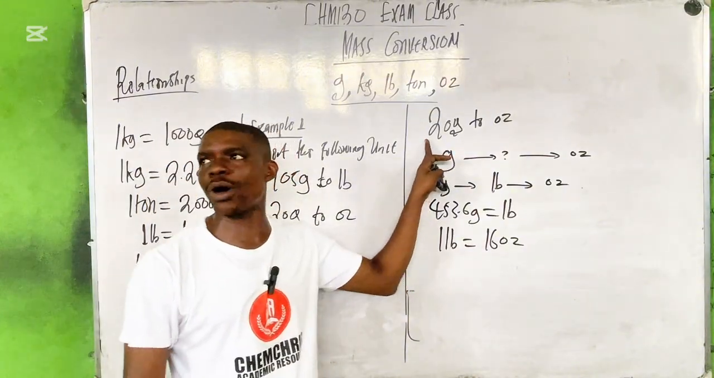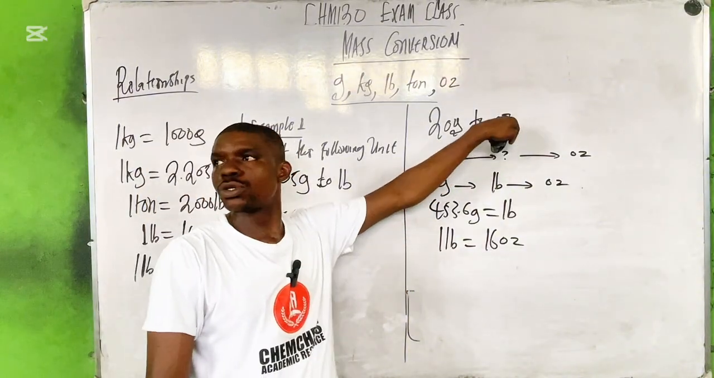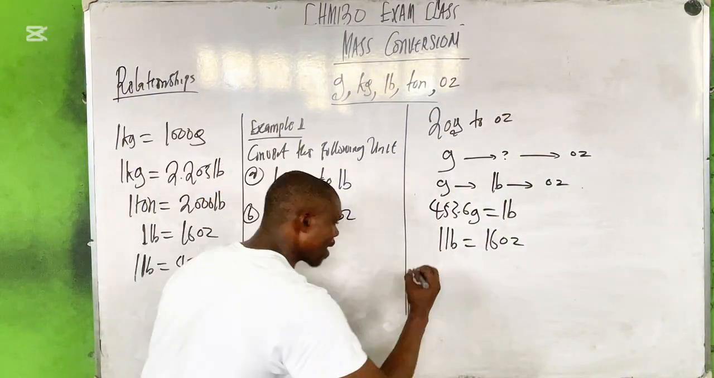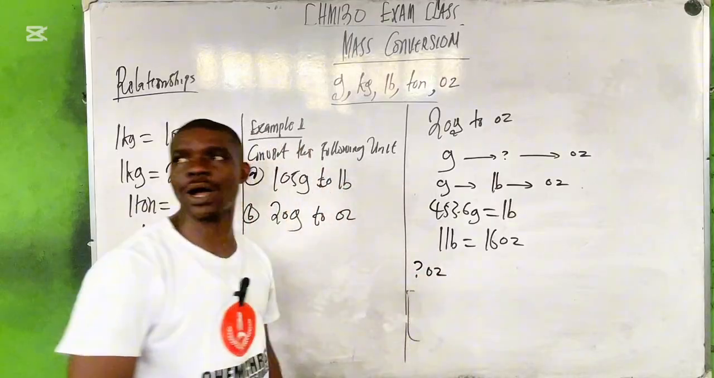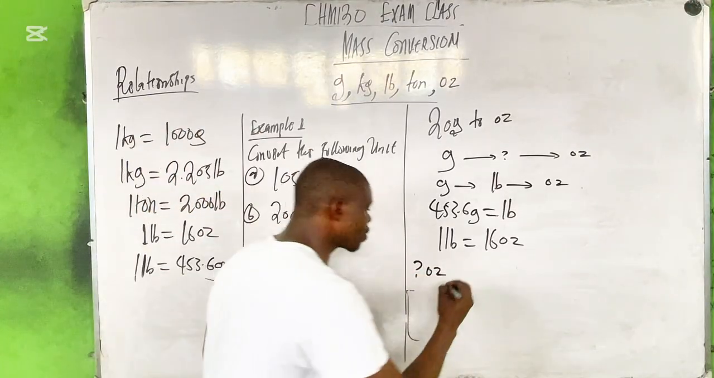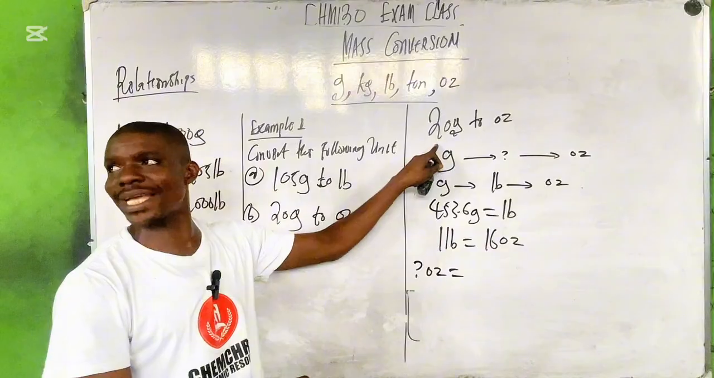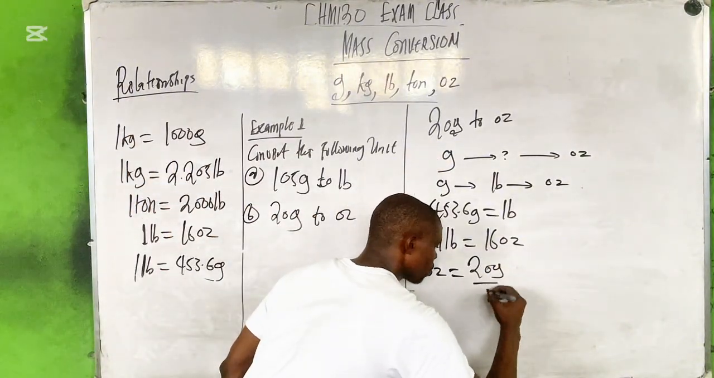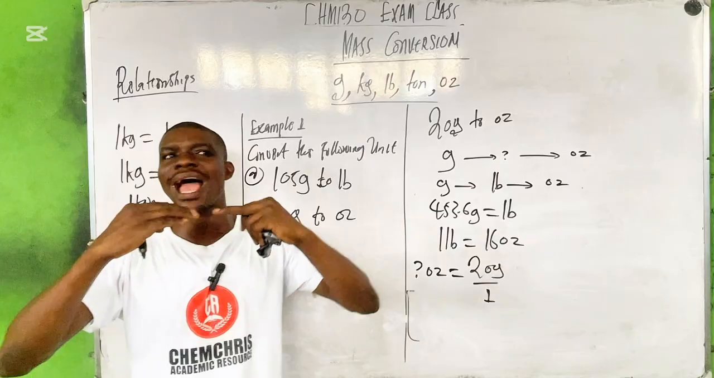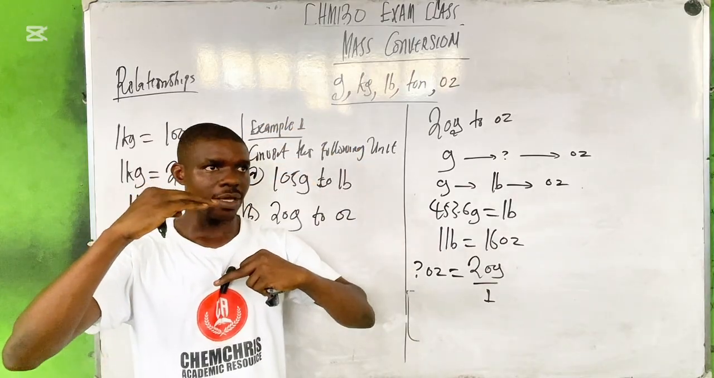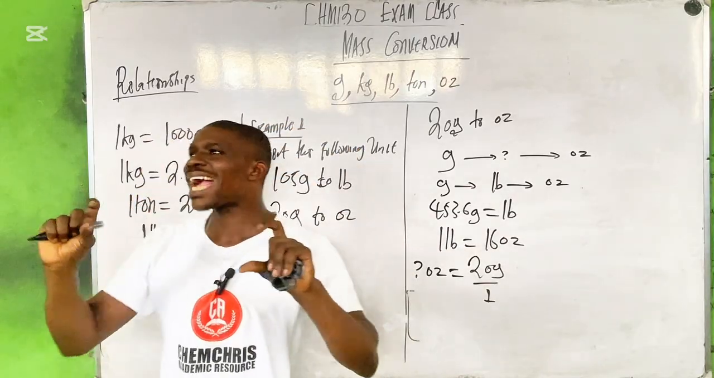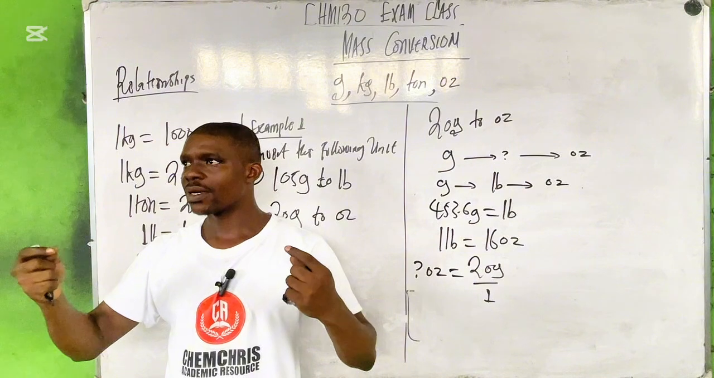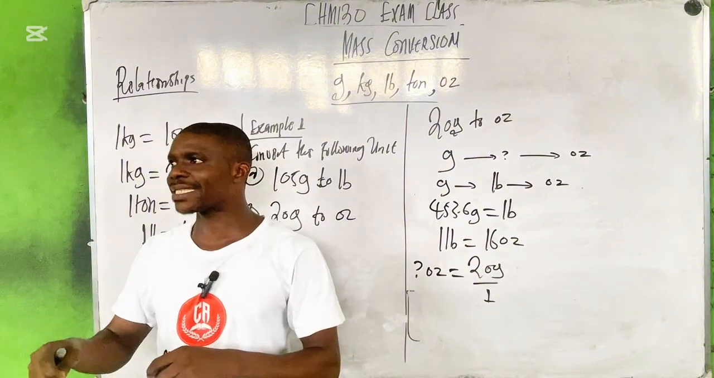So here is the goal. The goal is to convert what? 20 grams to what? To ounces. So now it's going to be question mark ounces equals to. Here we have 20 grams over what? Over 1. So we have numerator and what? Denominator. Right? Good. I can't use two of them at the same time. I'll never use one before the other one, right?